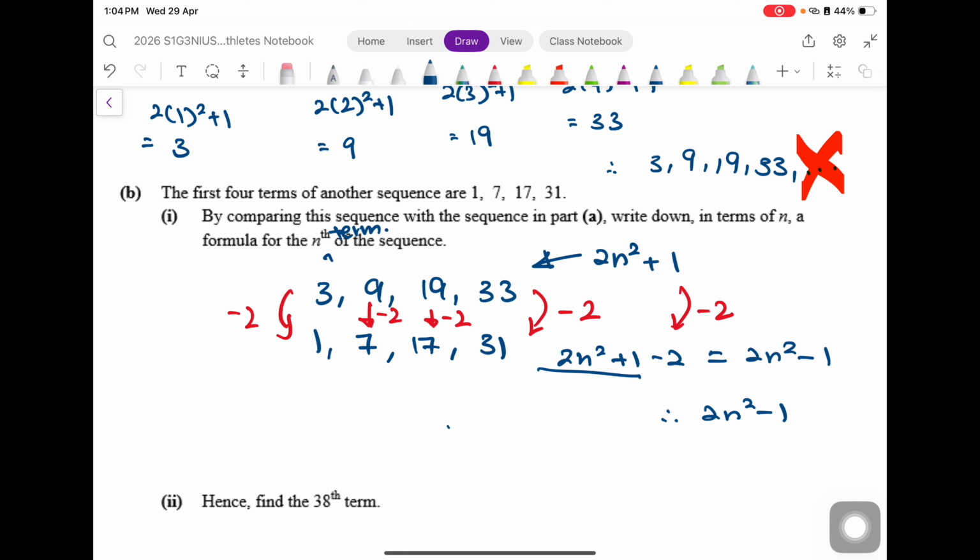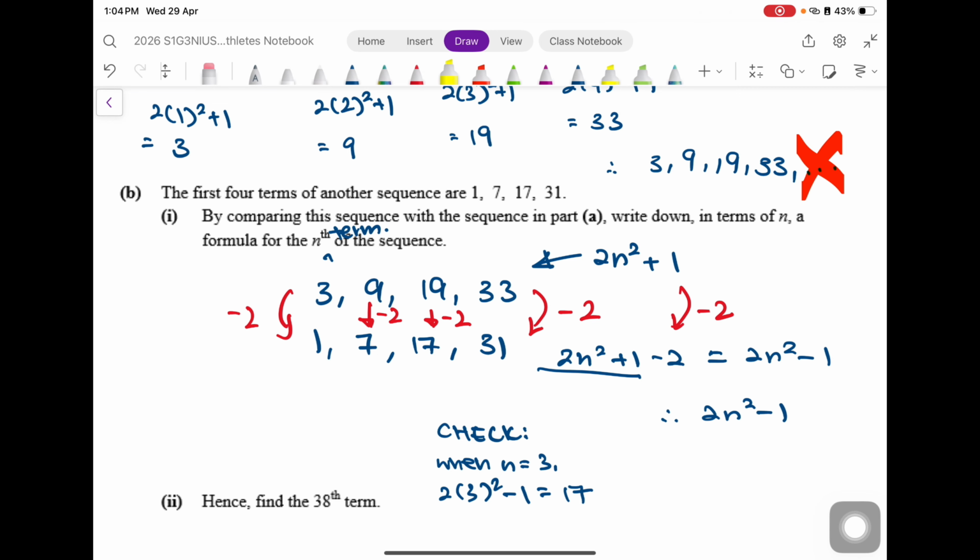Again, we check. Let's say when n equals 3, I will get 2 times 3 squared minus 1. Press calculator, you will get 17. And is your third term here 17 in the new sequence? Yes. So 2n squared minus 1 is correct.